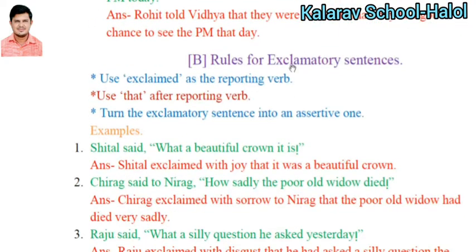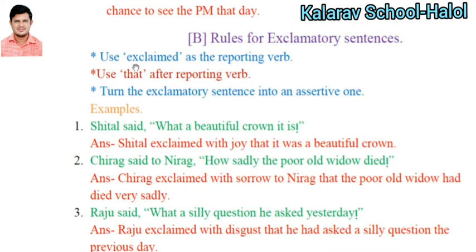Now number 2, for an exclamatory sentence. What are the rules for the exclamatory sentence? You can use exclaimed as the reporting verb. Whatever the situation is, you can use exclaimed with that. After that, use that as a conjunction with the reporting verb. That word, or conjunction, is used after the reporting verb.